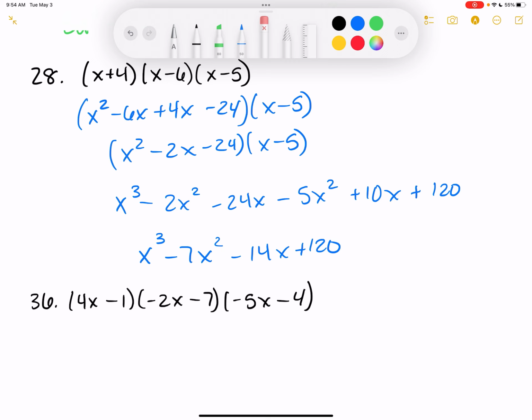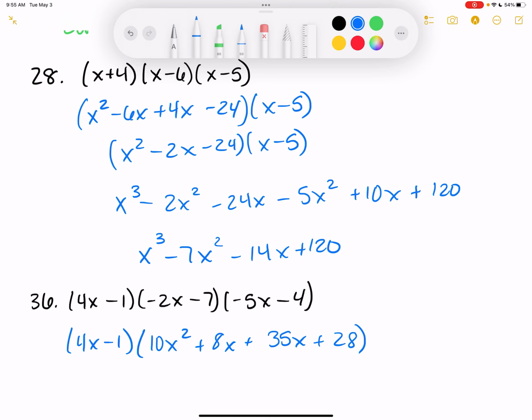Alright, which two are you going to start with? The last two. Alright, so I'm going to copy down my 4x minus 1. So what do I have? 10x squared plus 8x plus 35x plus 20.